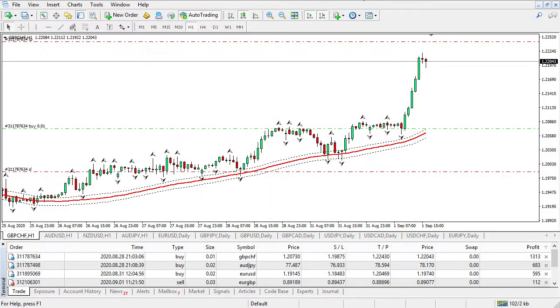A few moments later. A couple of hours have passed since I last gave you an update on the long trading position which I took on the GBP CHF currency pair.